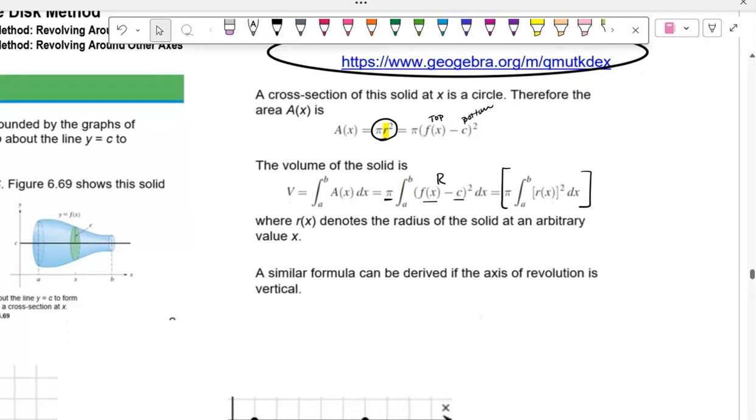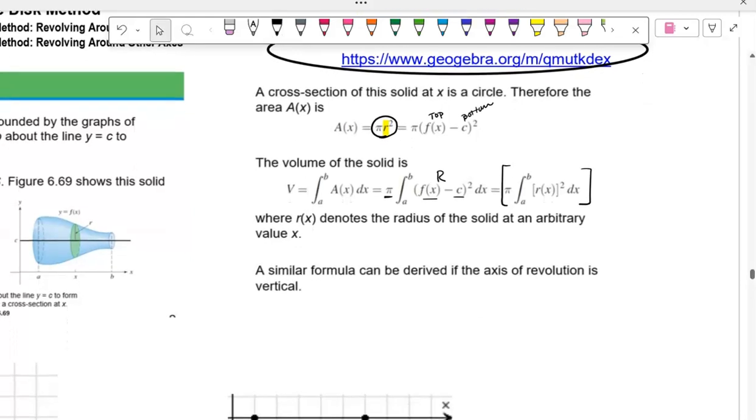Similar formulas can be derived if our axis of revolution is vertical. If we've got a vertical axis of revolution, we would be doing our radius in terms of y, that would be our right minus your left. An axis of revolution is stationary, so it's going to be a singular line. And if our radius is in terms of x, because we have a horizontal axis of revolution, that's going to be top minus bottom.